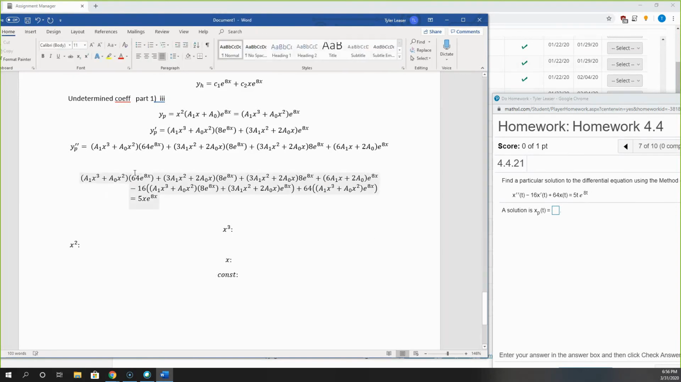So just going through this and make sure we're distributing out the parentheses as we go. Anything that has an x cubed in it, we're going to write out into its own equation. So just starting off, it looks like I have a 64. Oh, and then all of the e to the 8x's just disappear, right? You can just divide e to the 8x from everything up here. So you can ignore those. So I'm going to have a 64 a1 x cubed.